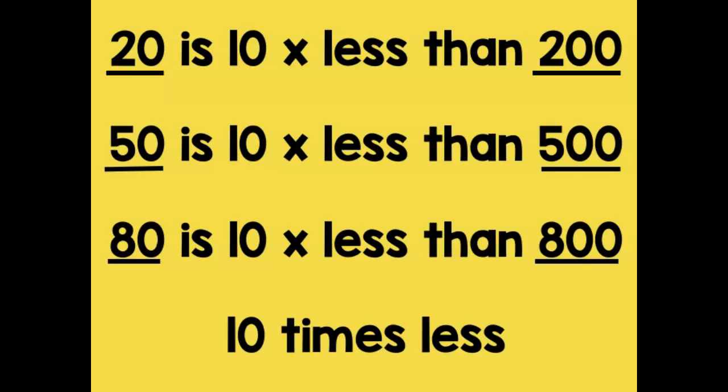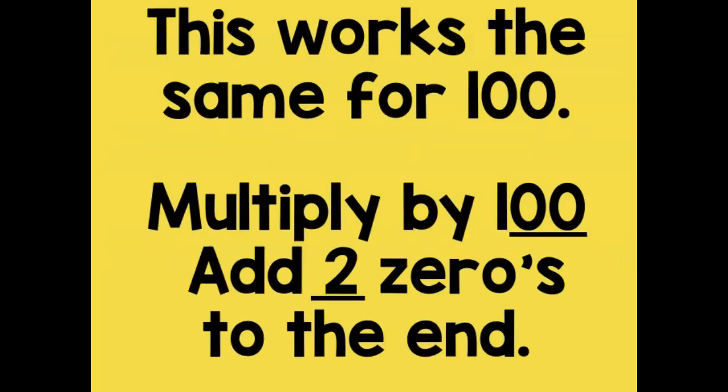So 20 is 10 times less than 200. 50 is 10 times less than 500. 80 is 10 times less than 800, so it's 10 times less.